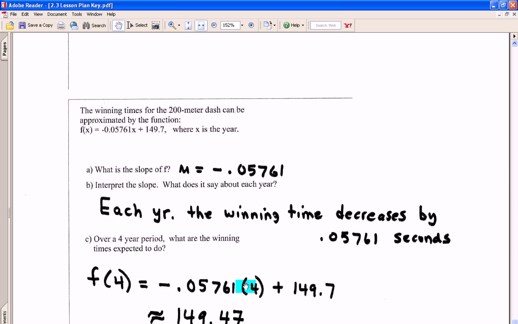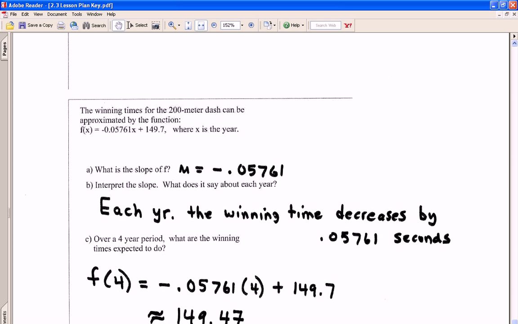Then, if I want to know what the actual winning time is at the end of the 4-year period, I add back in the 149.7, which gives me 149.47. So basically the 149.47 is going to be the actual winning time at the end of the 4-year period.